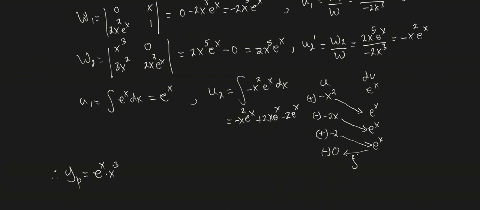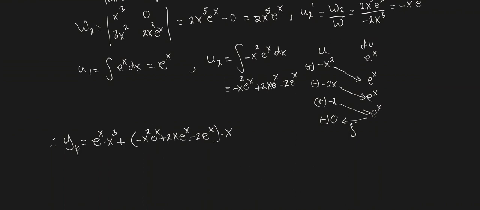That was x cubed, plus u2, which is the quantity negative x squared e to the x, plus 2x e to the x, minus 2 e to the x times u2. What was u2? That was the function x, right? So if we take a look, it looks like this will simplify a little bit, because we're going to have an e to the x times x cubed term there. And when I distribute the x, and with this negative, I'll have a negative x cubed e to the x. So those will go away, and then we'll have these two remaining terms, right? So we'll have plus 2x squared e to the x minus 2x e to the x.